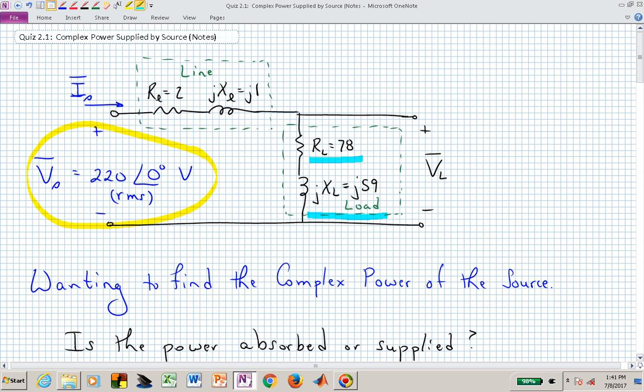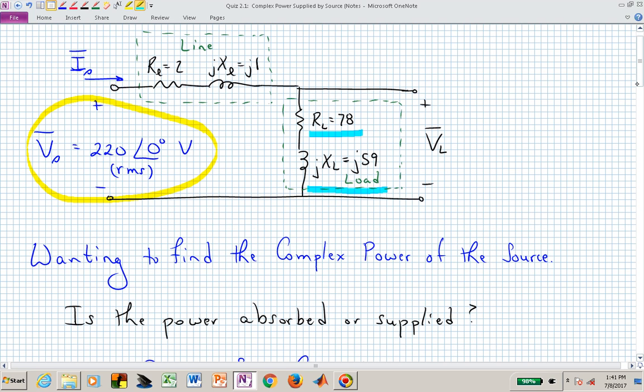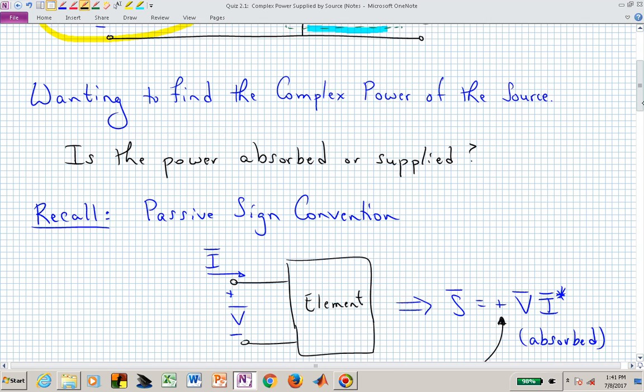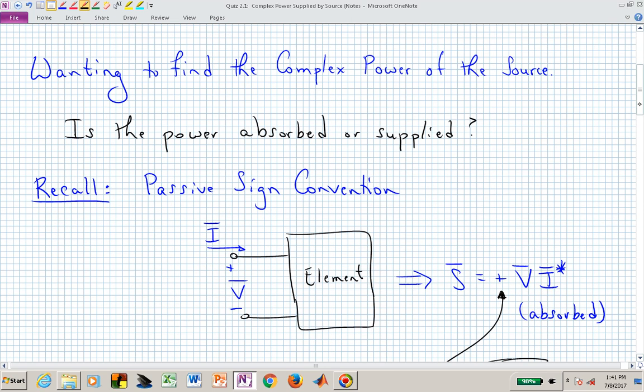And what we want to do is find the complex power that's being either absorbed or supplied by that source. We need to now determine, is the power absorbed or supplied? And we can go back and try to refresh our memory on the passive sign convention. And here's the picture that we've been using for our passive sign convention.